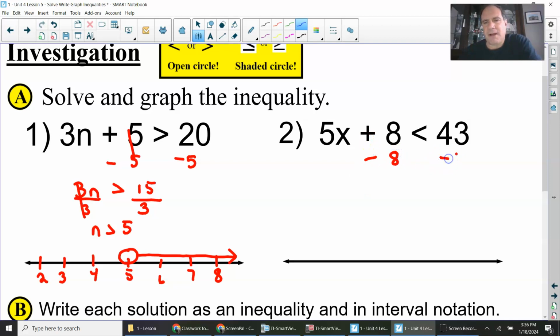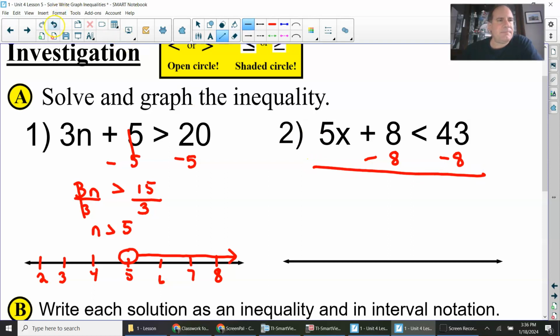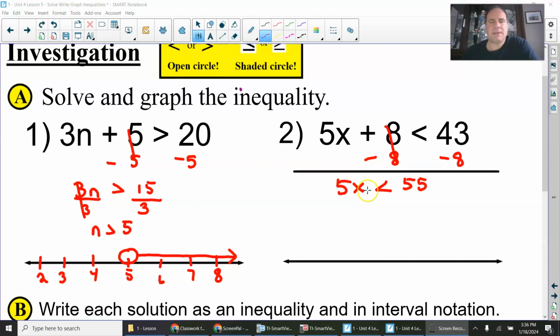When you have 5x plus 8 is less than 43, you would do the same thing: subtract 8 on both sides, and then divide by 5. Whatever number is next to the variable, that's what you're going to divide by. Since you have just the x, you bring down the inequality, and 5 goes into 55 11 times.